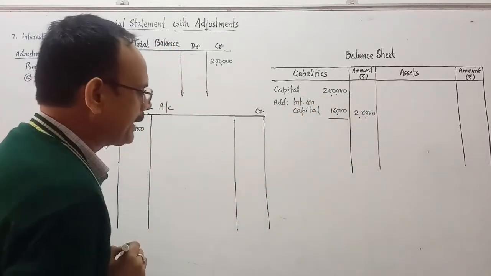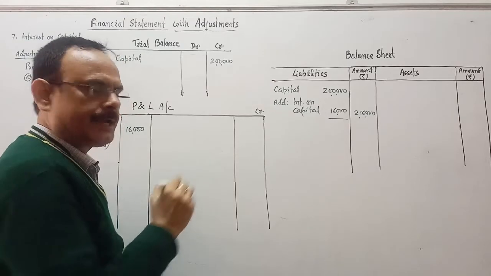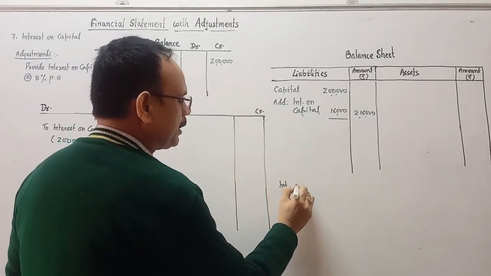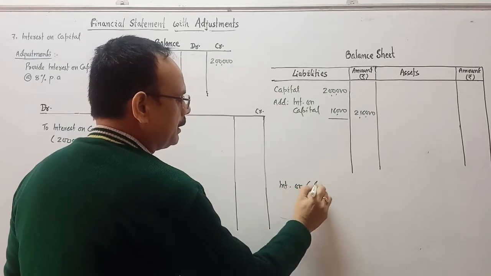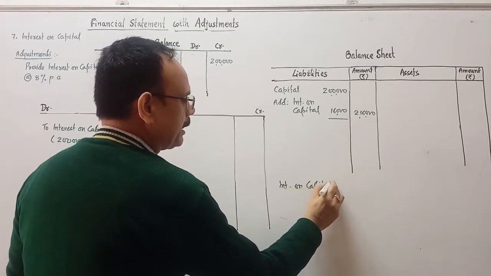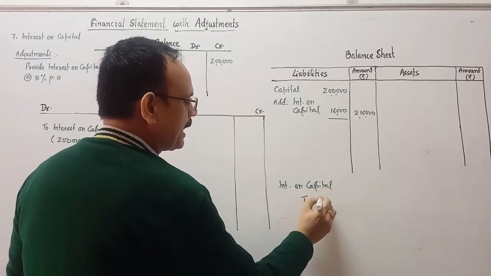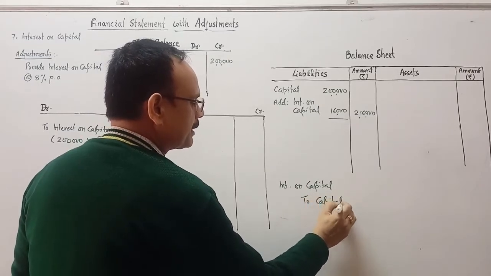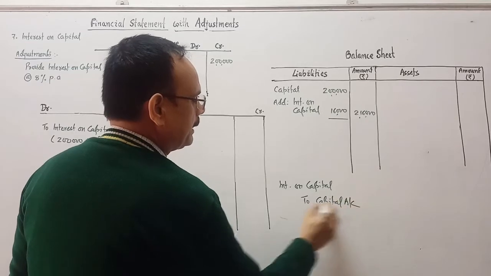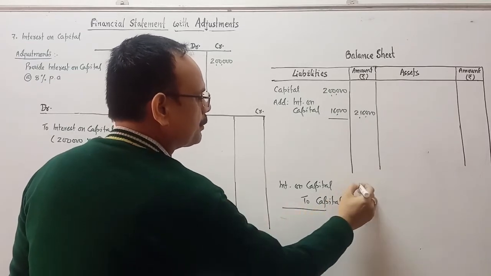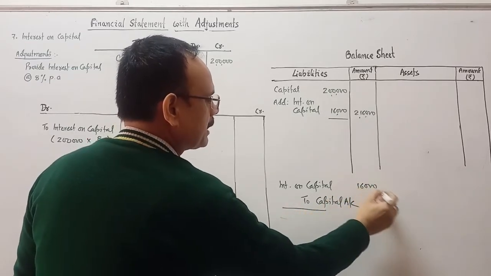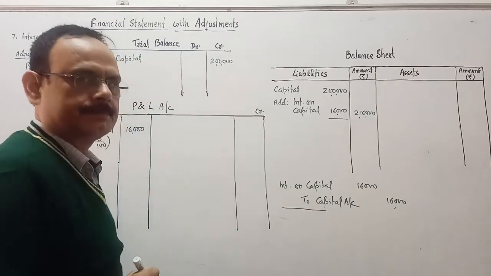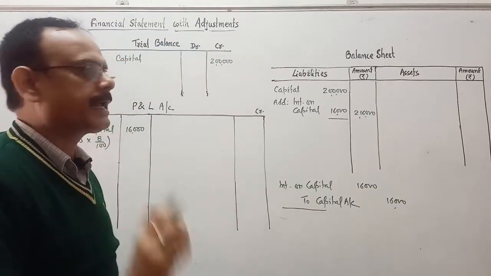You know the adjustment entry for interest on capital will be interest on capital account debit to capital account. This is the adjustment entry for interest on capital. Interest on capital account debit to capital account, that is 16,000. This is the adjustment entry related to interest on capital.